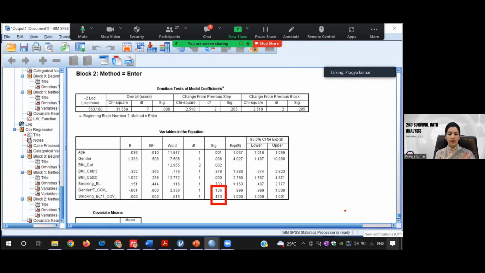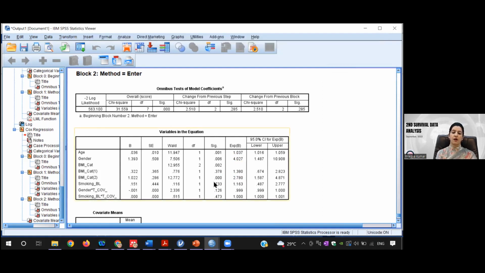So you will find it, although in our case, this is more applicable when the proportional hazard assumption was not met. So to use this model, ideally this interaction term should be significant. Then we will use this equation rather than the simple Cox regression.